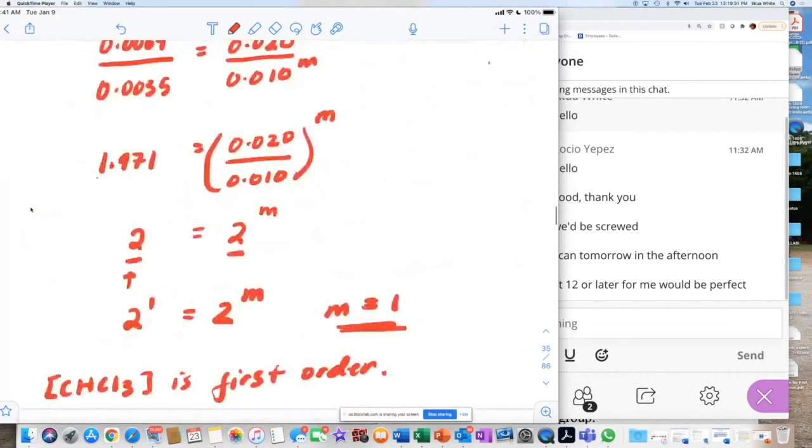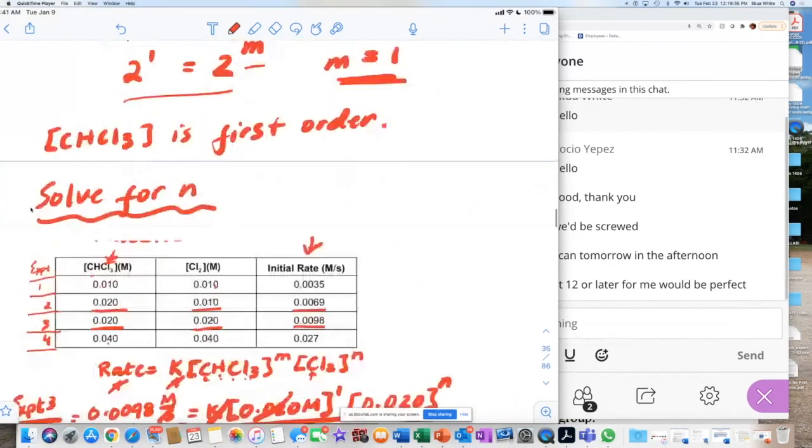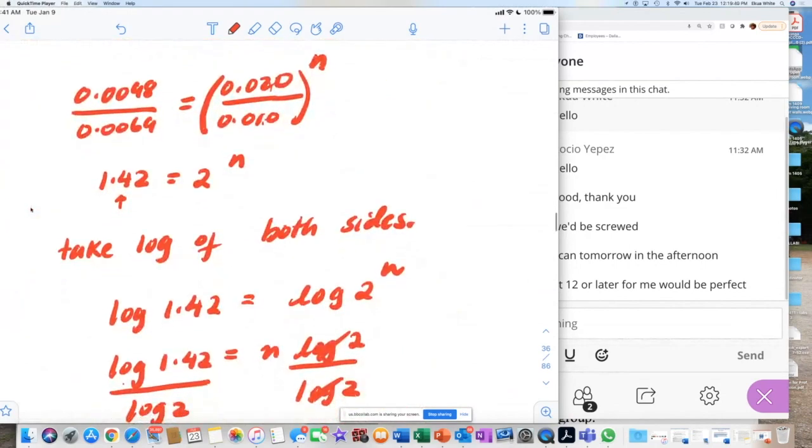Once you have the orders, what is K? We use exponent rules to solve for M, and we're trying to solve for K. So you've gotten your rate law from the weird one we had right here. They give you the experiment number, and they tell you to solve for K.